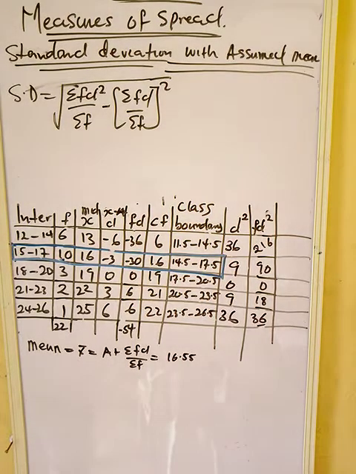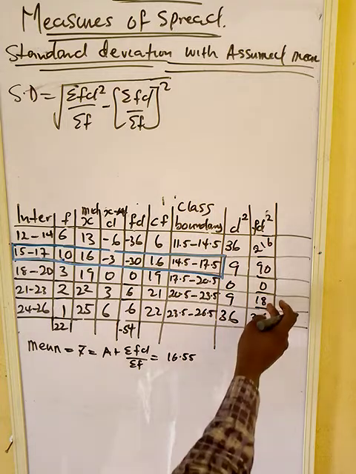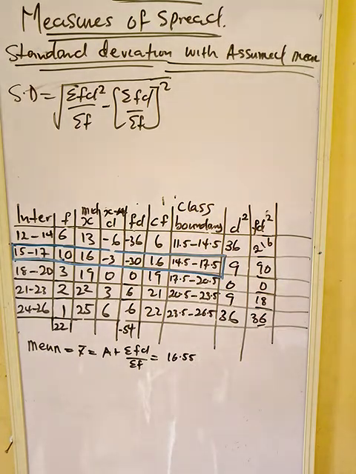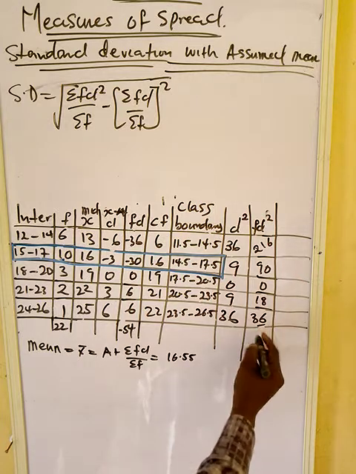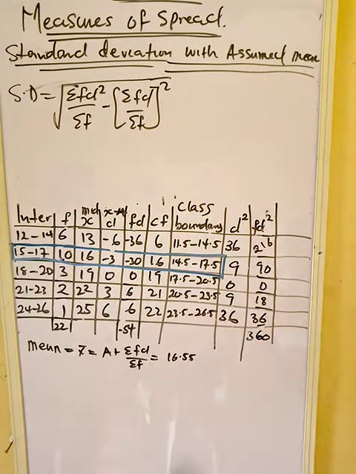So now we want to add this together. 216 plus 90 gives us 306. 306 plus 18 gives us 324. 324 plus 36 will give us 360.